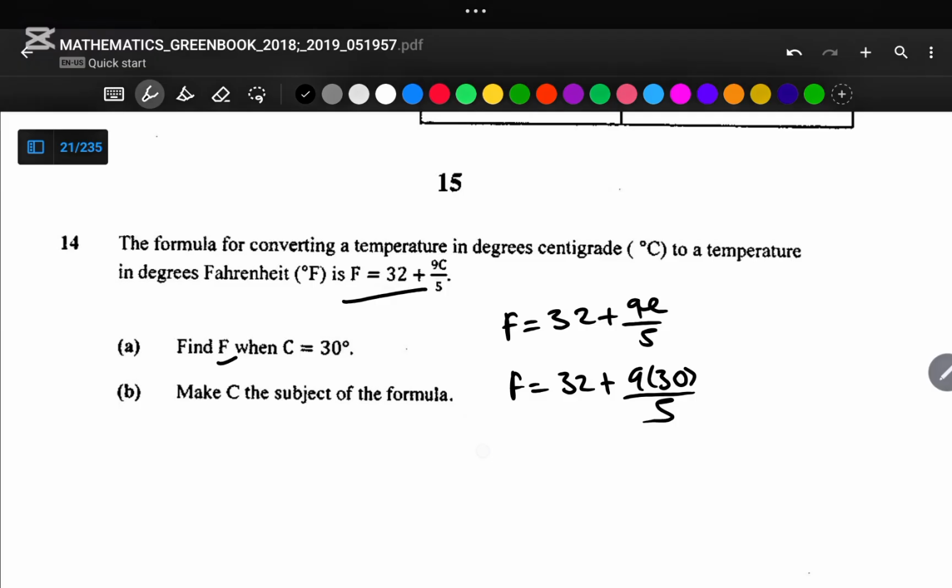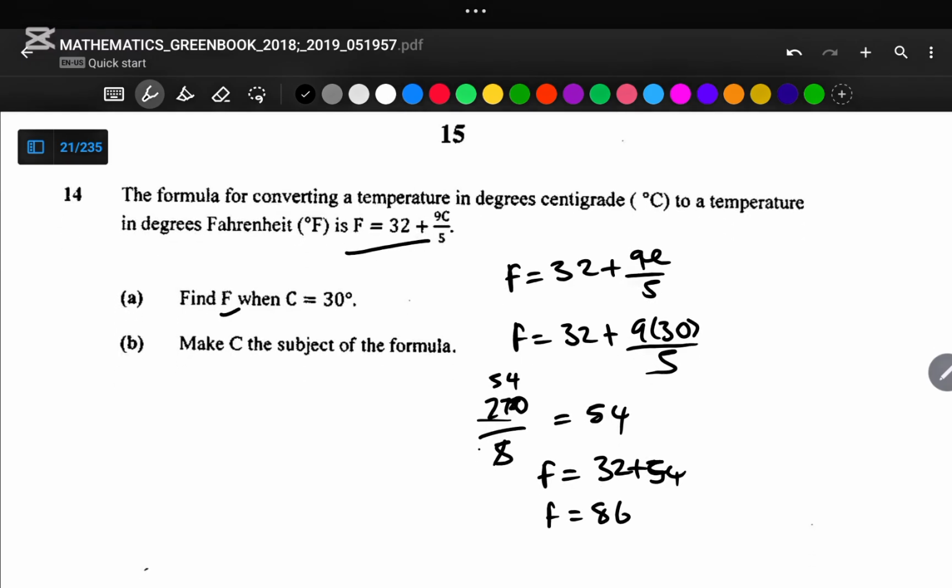So what is 9 times 30? It is equal to 270 divided by 5. So let us divide 270 by 5. 5 into 27 gives us 5, and leaves a remainder of 2. And then 5 into 20 gives us 4. So it is equal to 54. Therefore, F is equal to 32 plus 54, and this gives us 86. Therefore, F is equal to 86.